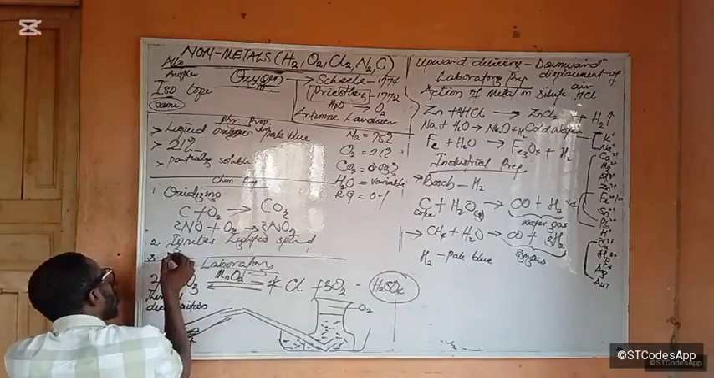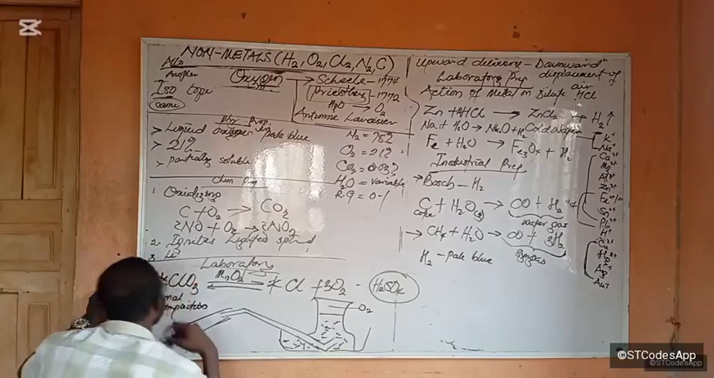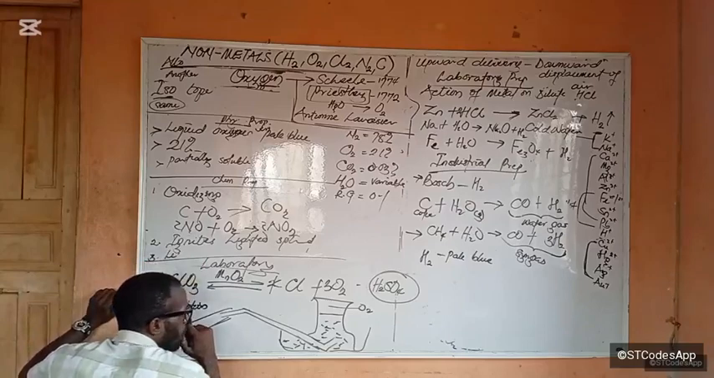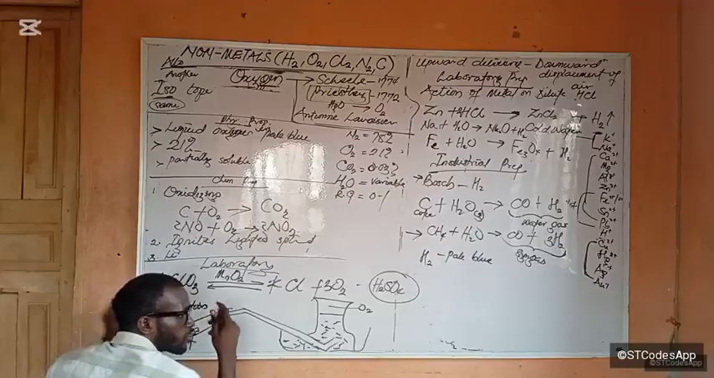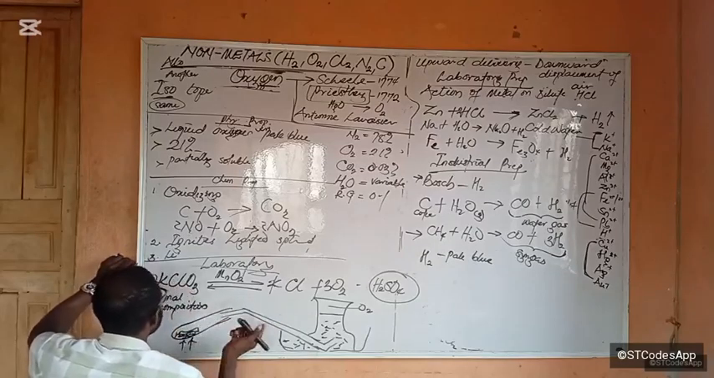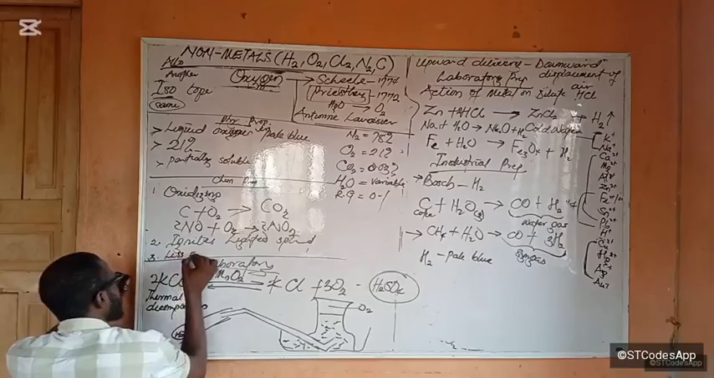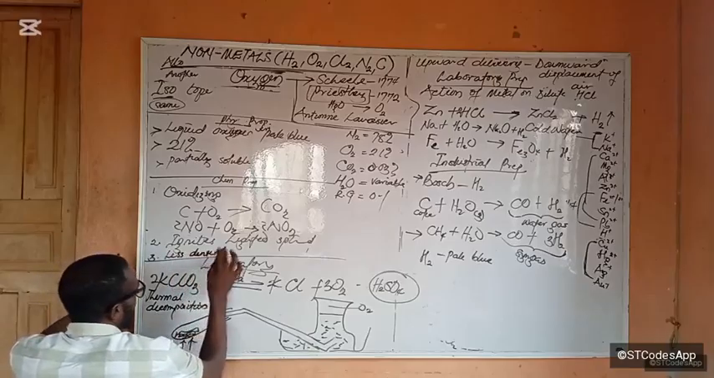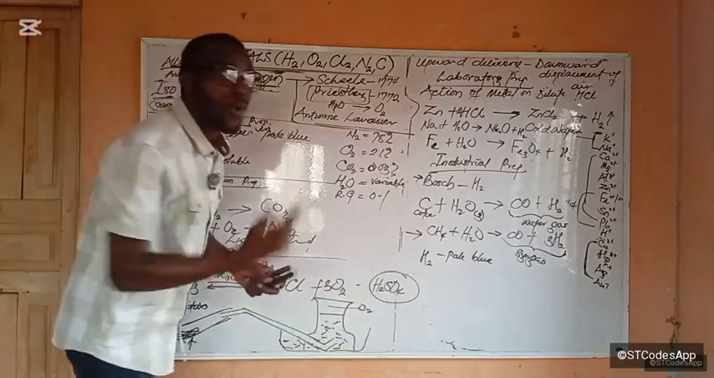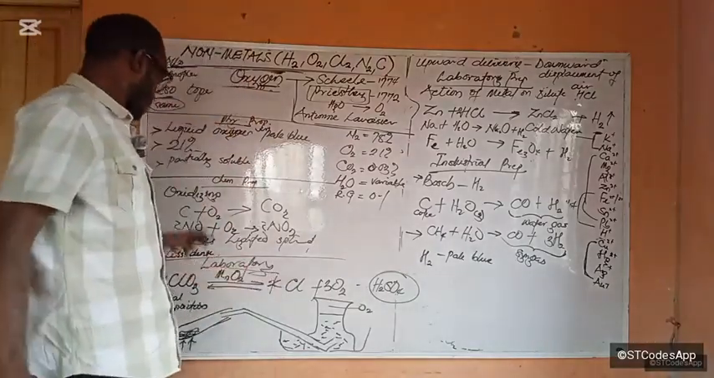At room temperature, oxygen is gaseous, right? So is it denser than air or less dense than air? I think it is less dense than air. Meaning that if you want to collect it, you collect it by upward delivery. Don't forget, upward delivery.